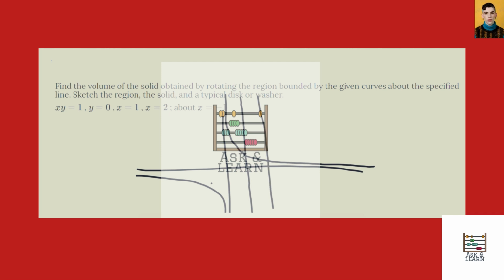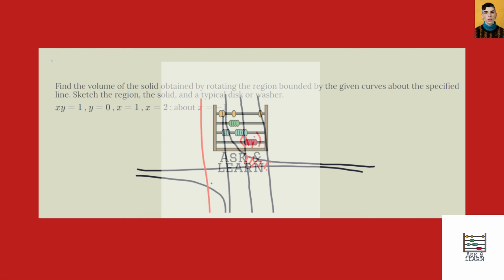Now, the x equals 1 is just a vertical line right there. X equals 2 is another vertical line right there. X equals negative 1 is a vertical line right there. And the y equals 0 is just the x-axis, so I'm not going to draw that out. What you get is a region with these 4 intersection points.